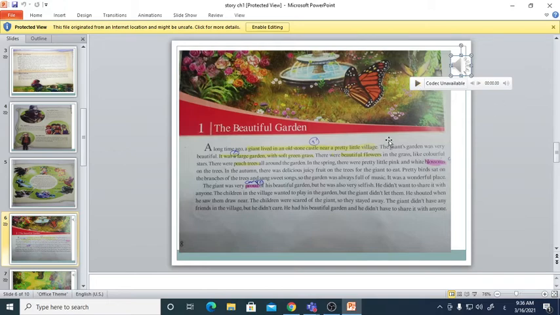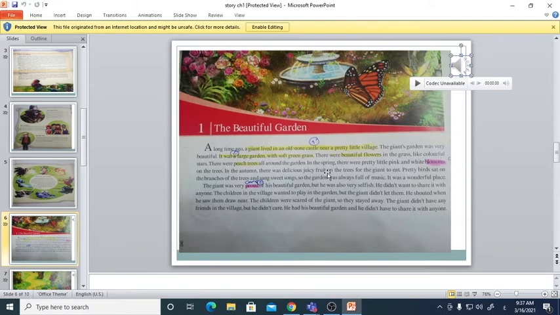Near a pretty village. The giant's garden was very beautiful. How does the garden look? It was a large garden with soft green grass. There were beautiful flowers in the grass, like colorful stars. There were peach trees all around the garden. Peach is a kind of fruit. You eat it especially in summer.